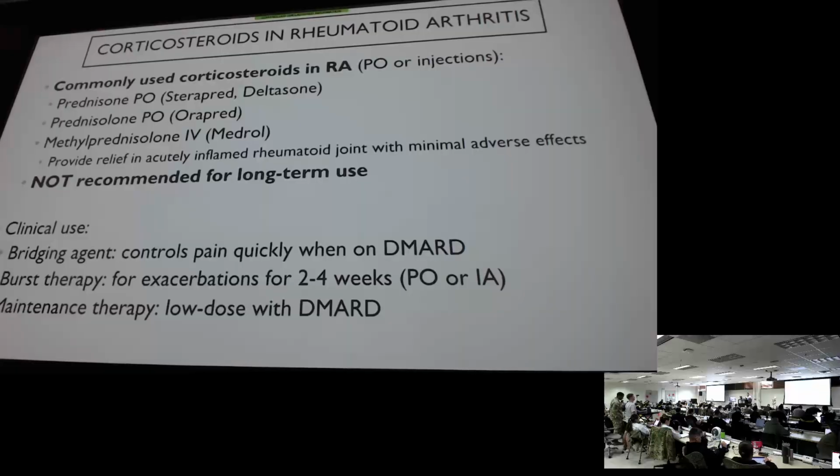And as I mentioned, 2 to 4 weeks, either PO or, if it's one single joint, you can do intra-articular burst therapy for acute flares, usually for a few weeks, or when you give that intra-articular injection, which lasts about the same time. We talked about how long it was effective in the joints. You can be on maintenance therapy in RA with severe RA, very low dose while the patient's on DMARDs, but that's severe cases because we all know the long-term sequela of chronic steroid use.